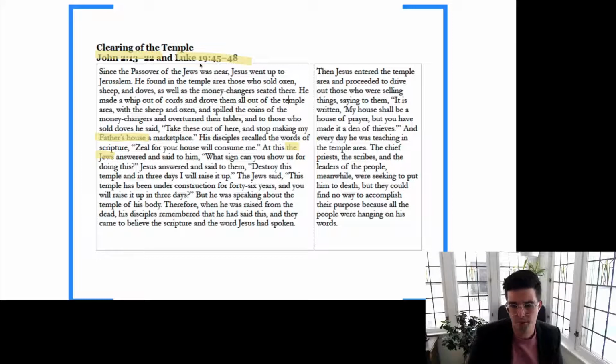I've also highlighted a couple things here to call your attention to, because they're going to be distinctive features of John later on. One here is "my Father's house." So there's this close connection between Jesus as Son and God as Father in the Gospel of John. This is more repeated in John than it is in the Synoptics.